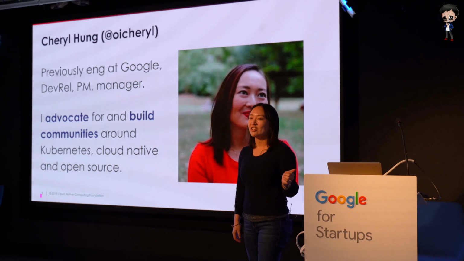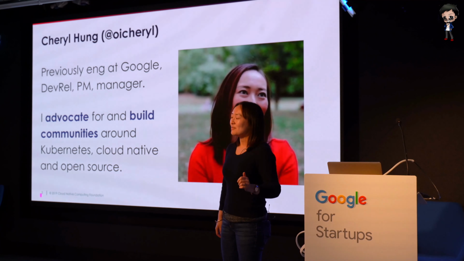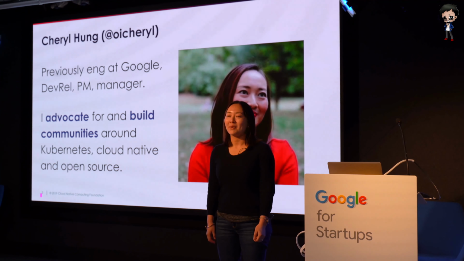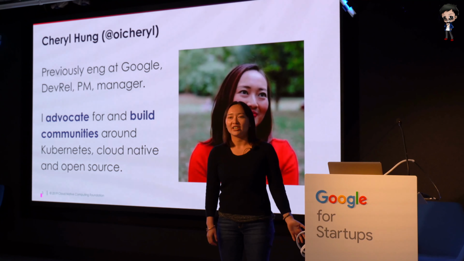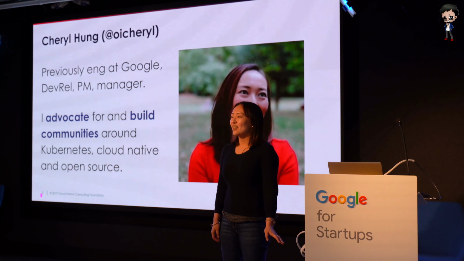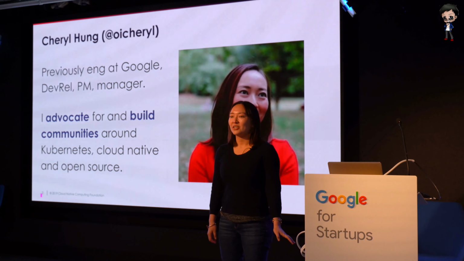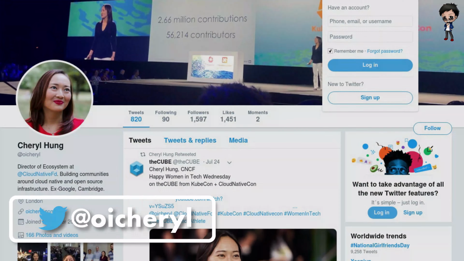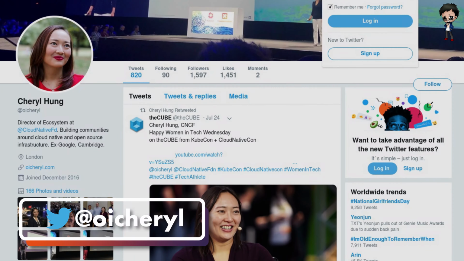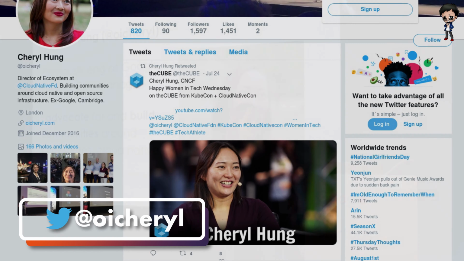Previously, I was an engineer at Google. I spent about 5 years writing C++ on Google Maps. I've been in developer relations, I've been a product manager, managing teams. Nowadays, I say that I advocate for and build communities around Kubernetes and cloud native. Also, I'm on Twitter at @oicheryl, and these slides will be on my blog at oicheryl.com as well.